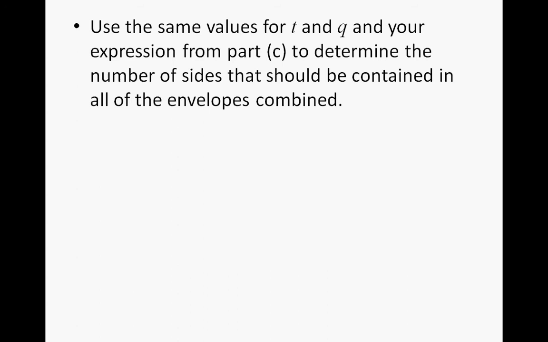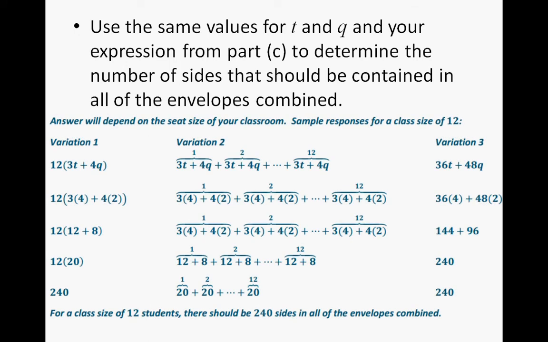So use the same values for t and q and your expressions from part C to determine the number of sides that should be contained in all of the envelopes combined in class. Now this particular example is a sample response for a class of 12. However, you should have the same process for using 28 or whatever number you used for our class. So instead of coming up with 240, if you did use 28, you would have a total of 560.